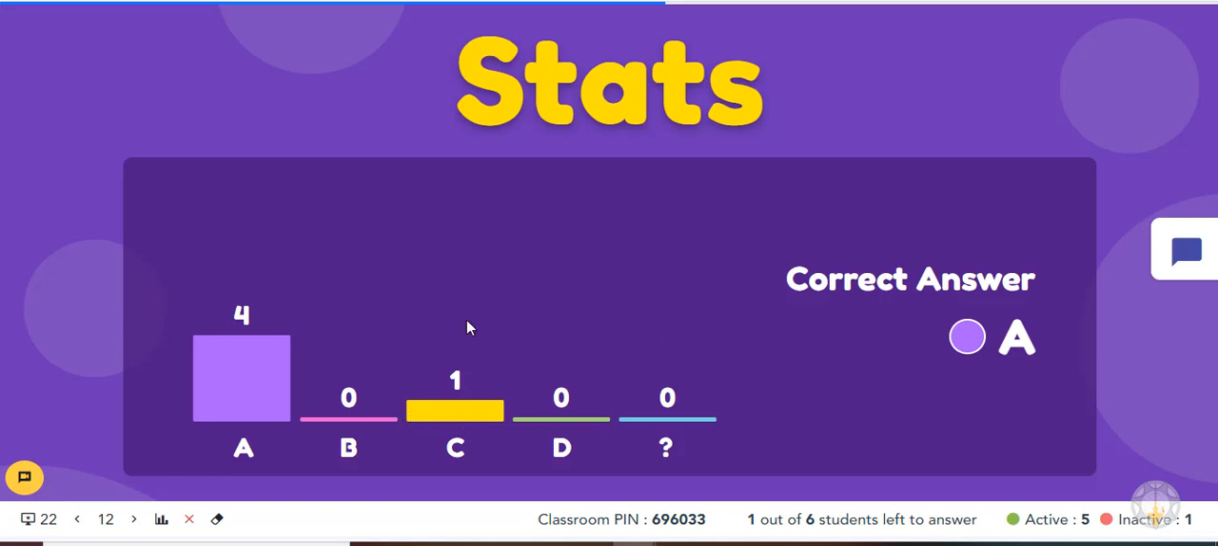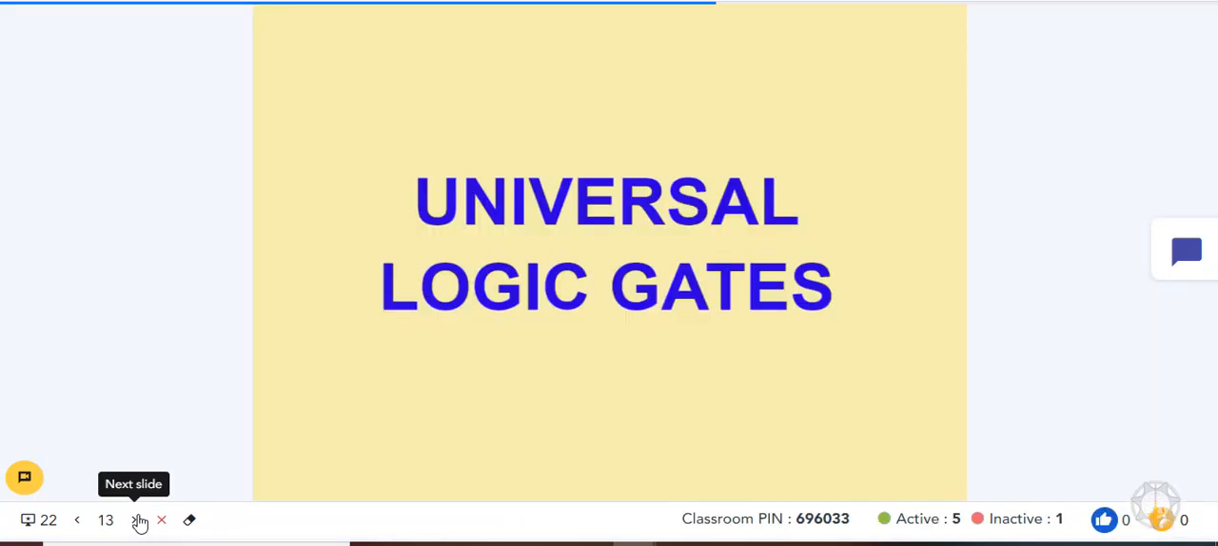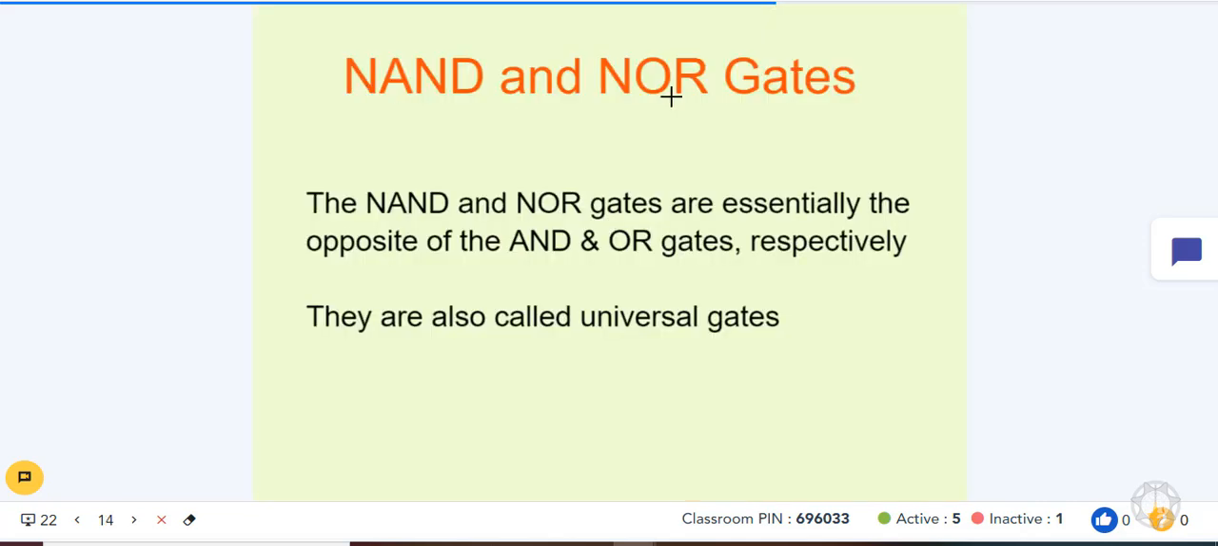Now we will move to the next topic, universal logic gates: NAND gate and NOR gate. The NAND gate and NOR gate are essentially the opposite of the AND and OR gates. We have learned the AND gate and OR gate. They are exactly opposite to the AND gate and OR gate. The NAND gate and NOR gate are also called universal gates.